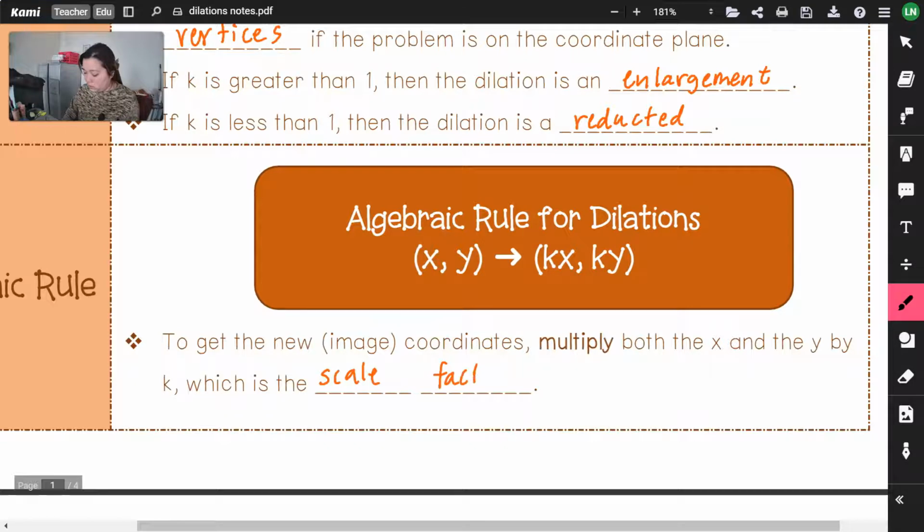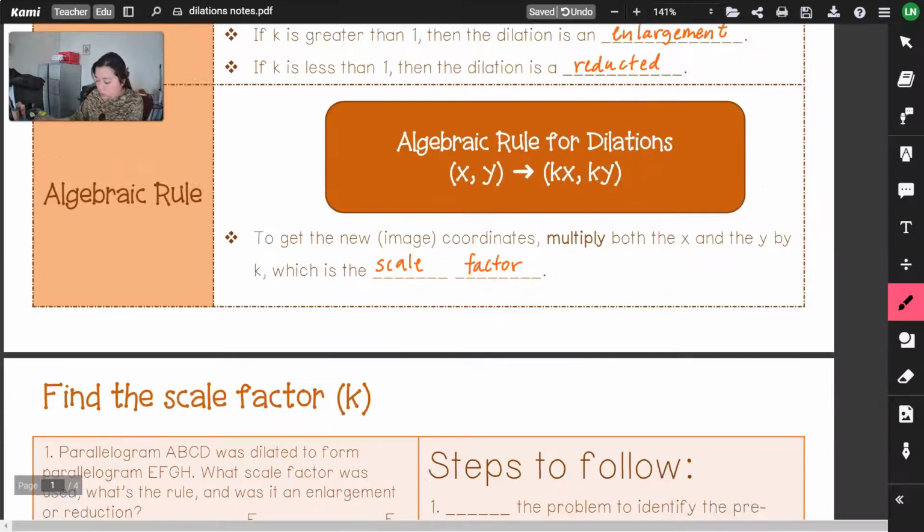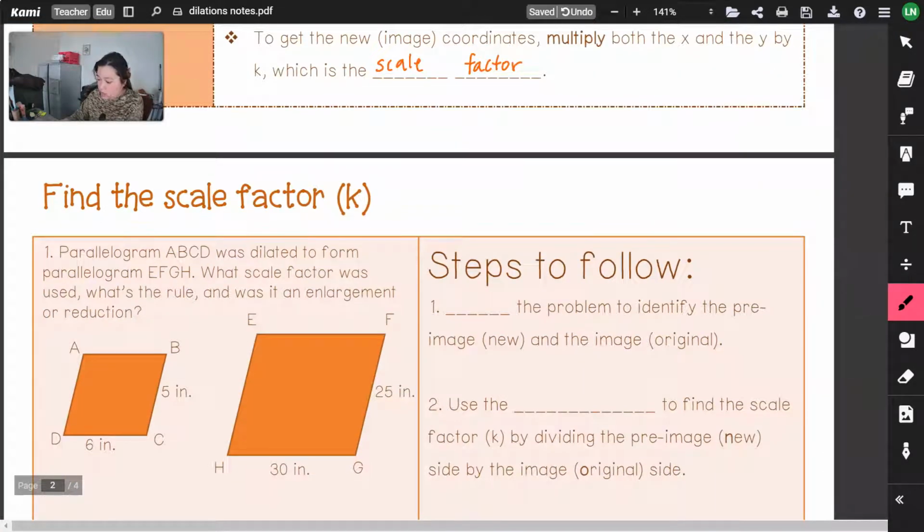So this one is relatively easy in that all you have to do is take whatever the scale factor is, multiply it by x, multiply it by y, bam, there's your new point. That simple. It's kind of a nice breath of fresh air after rotations being so different. Okay, so now let's jump straight into some practice problems.